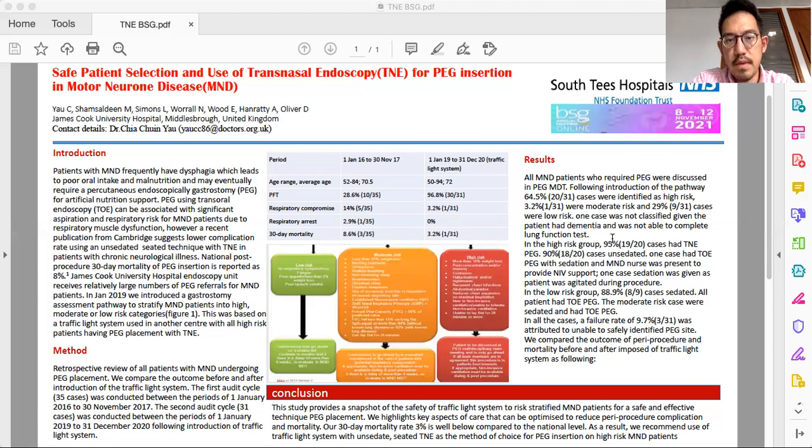As a result, we recommend use of the traffic light system with unsedated, seated TNE as the method of choice for PEG insertion in high-risk MND patients.